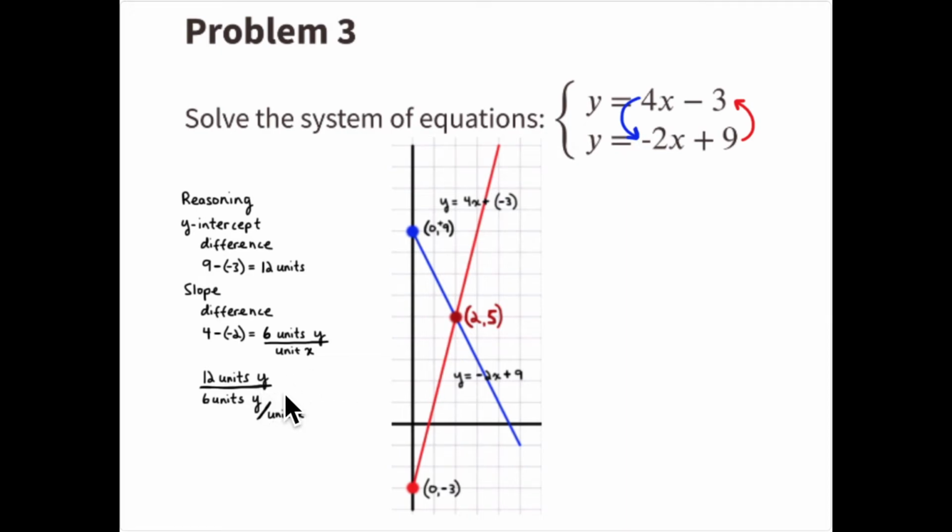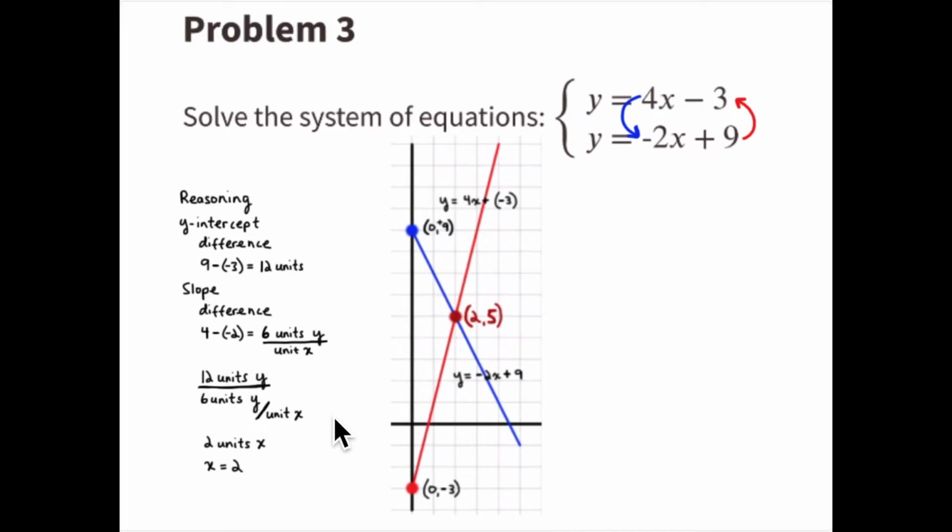So 12 units of y, so how many of those 6 units can you get out of 12 units? So you're moving together at 6 units each time. So how many times can you do that? And the answer is 2 times. So 2 units of x, so x is equal to 2.